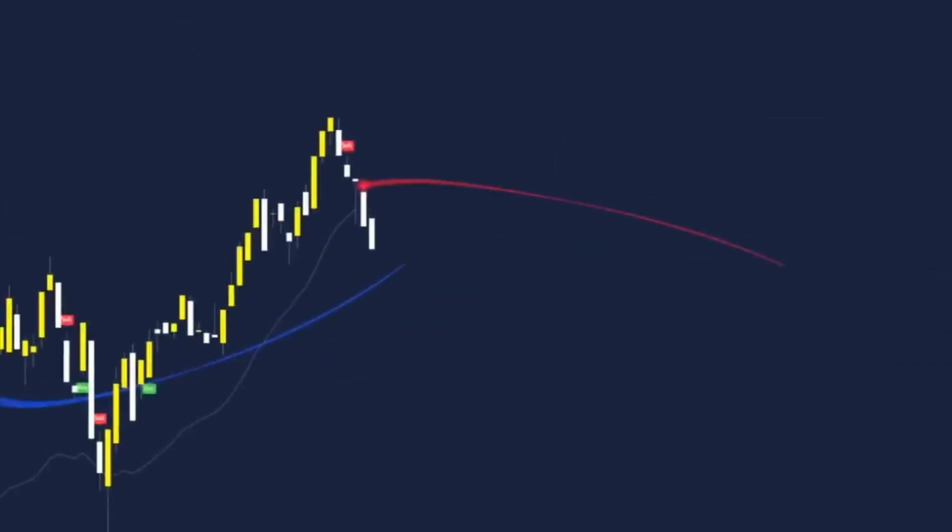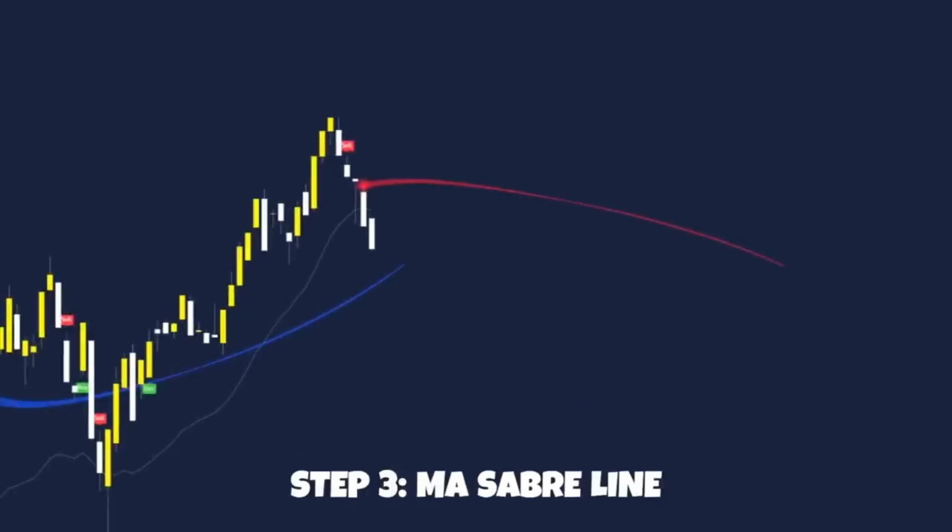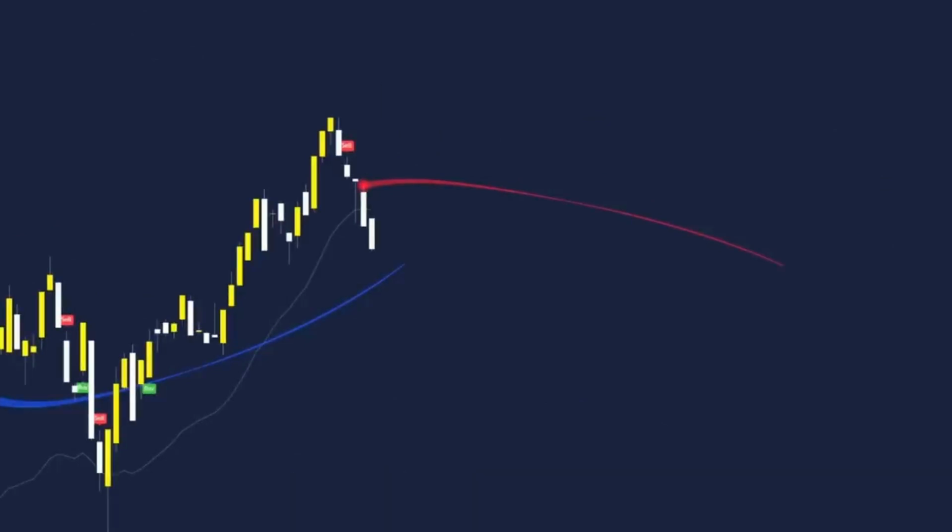Now that the sell label is painted, we can see the red MA Sabre has painted right here. And this indicates that we are now in a downward direction and we can start looking for sells.